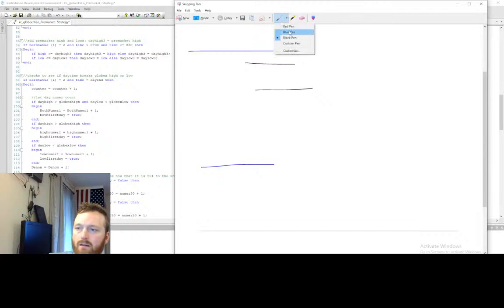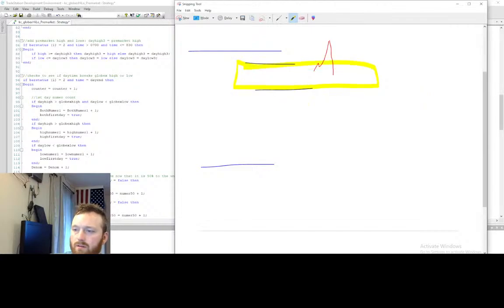Okay, and then let's say that the market breaks the Globex high but then retraces down here. We're going to buy in this window. And then we're also going to have our stop loss here. I'm just going to test the results and just see how it is.